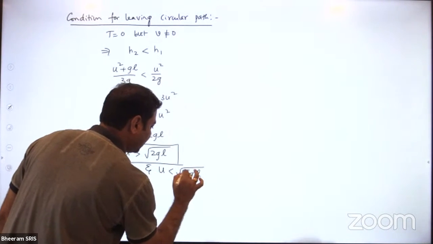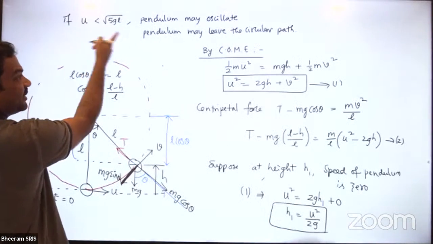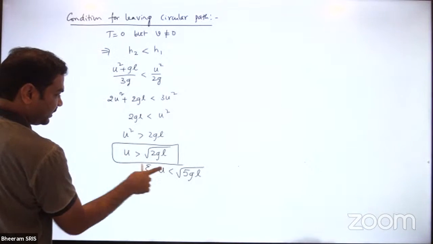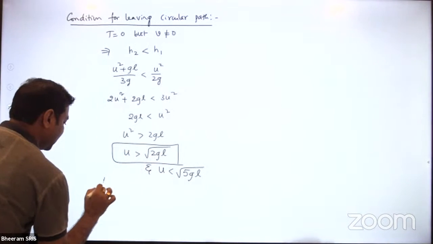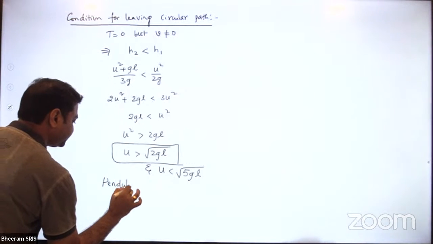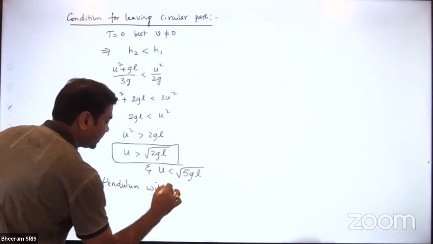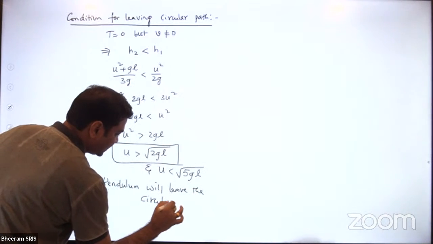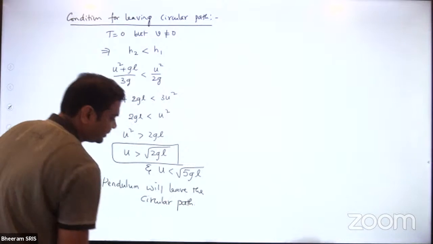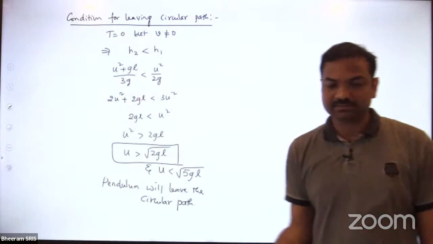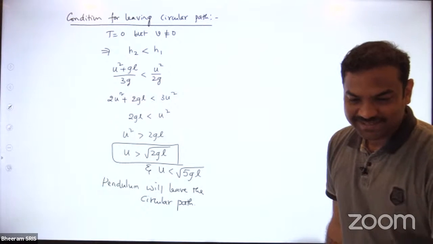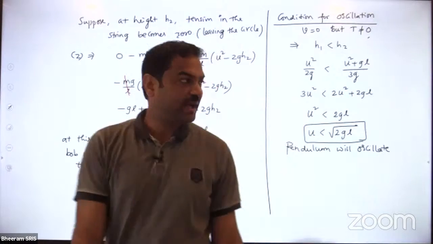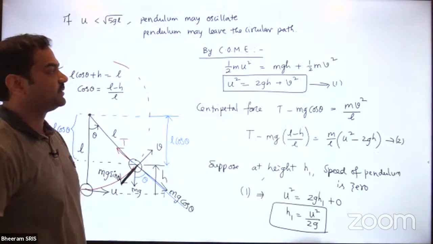We are talking about less than root 5GL only. If it is more than root 5GL, it will complete the vertical circle. So whenever this condition is valid, then the pendulum will leave the circular path. Already I wrote above, will leave the circular path. All of you understood? You have to think a little logically because it is logic. So H1, H2, we calculated the heights and then we applied the conditions.